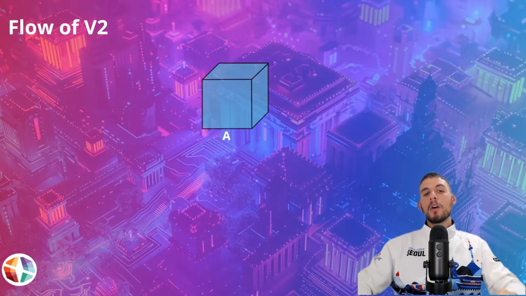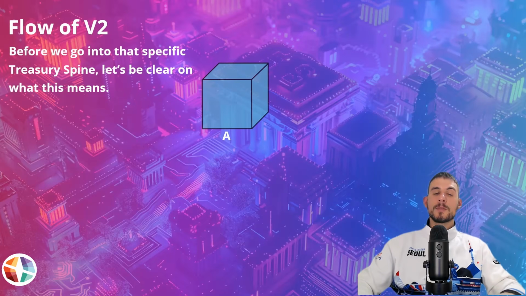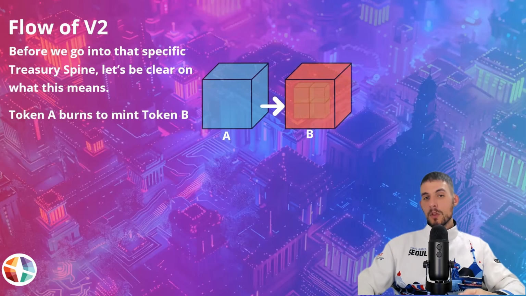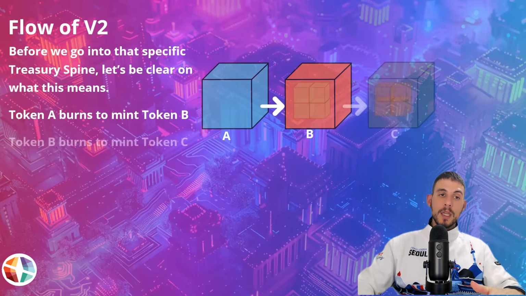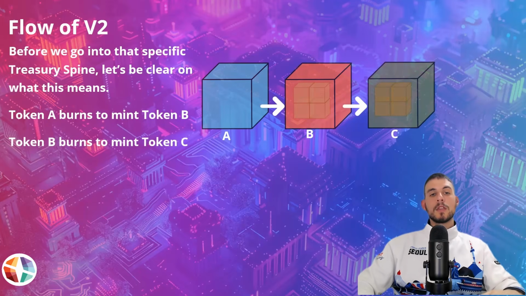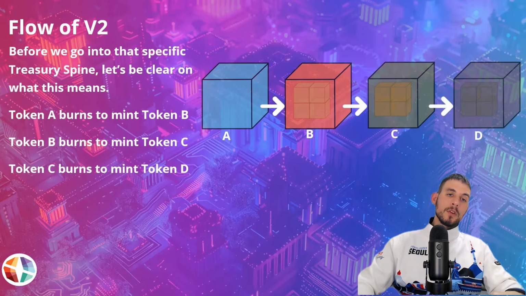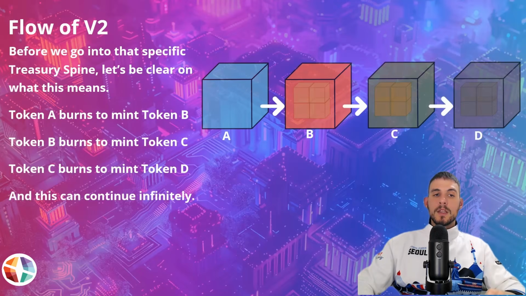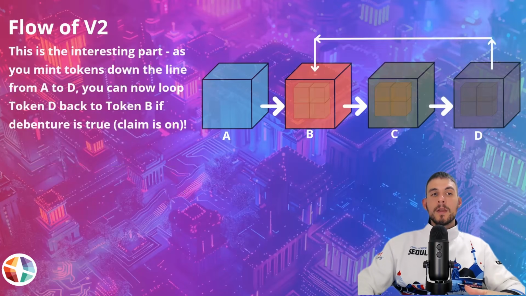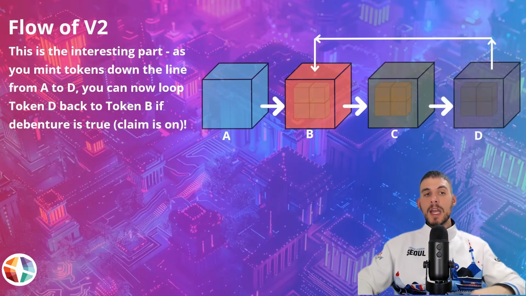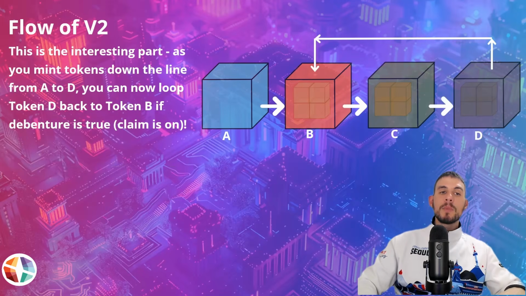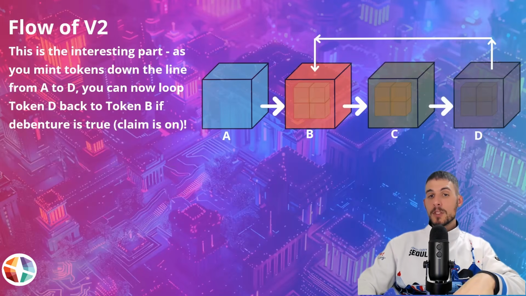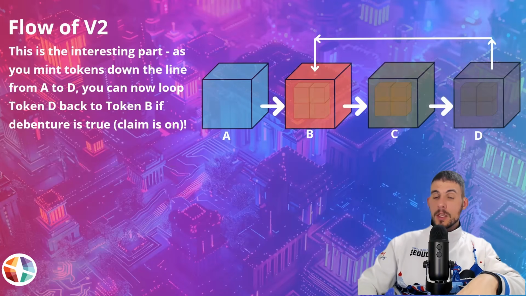So the flow of V2, how does it flow? Before we go into that specific Treasury Spine, let's be clear on what this means. Basically, token A burns to mint token B. Then you launch off token B, and token B burns to mint token C. Then you launch off token C, and token C burns to mint token D. This can continue infinitely. But the interesting part is, as you mint tokens down the line from A to D, you can now loop tokens back to token B if the debenture is true, if the claim is on. Obviously not just token B, you can also loop back to token C and token A.